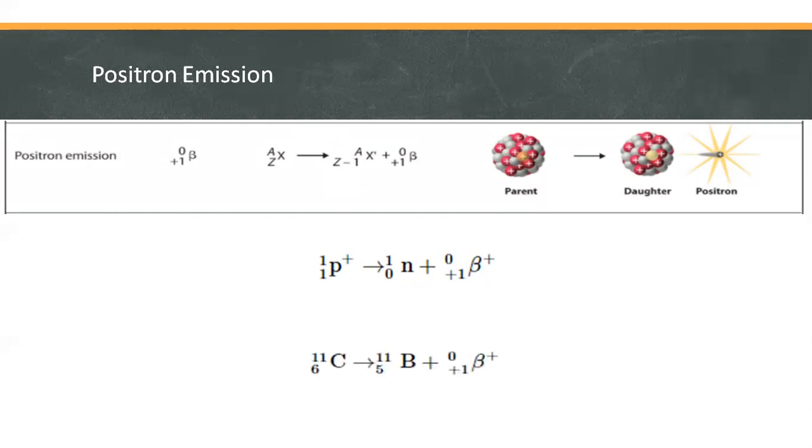So, for example, carbon-11 undergoes positron emission to form boron-11. So, nucleons are conserved and the charges balance. The mass number 11 does not change, and the sum of the atomic numbers of the products is 6, the same as the atomic number of the parent carbon-11 nuclide.